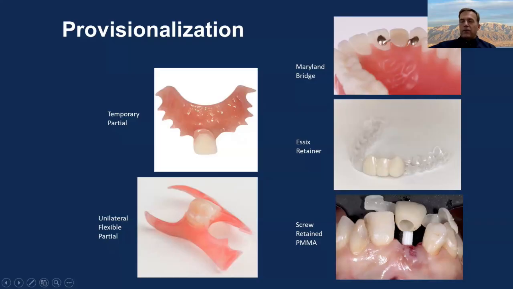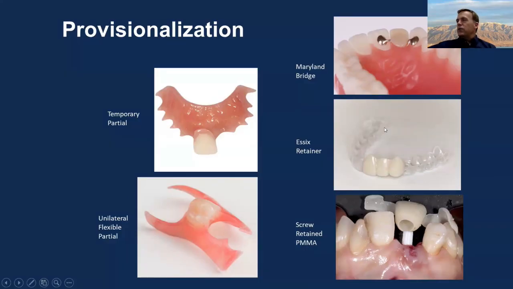So a lot of offices have found that unilateral flexible partials can be a great option. And sometimes people don't think about those. If you have teeth on both sides of your implant, you can just make a nice one of these, and it's still mucostatic, but it's much more stable than a flipper. And it's small, so you don't get as much coverage. So that can be a really nice tool.